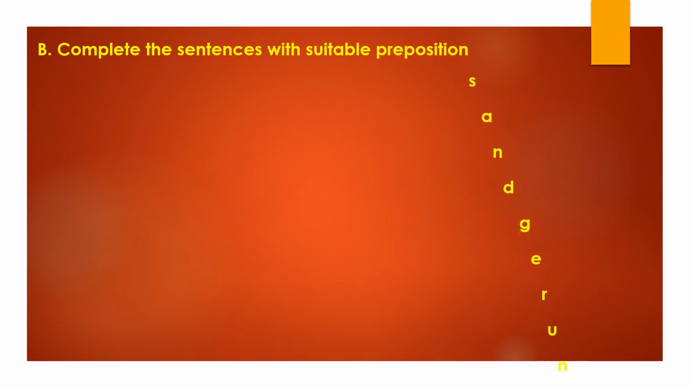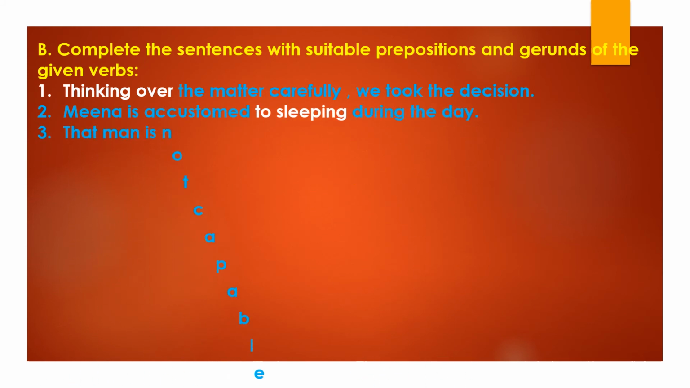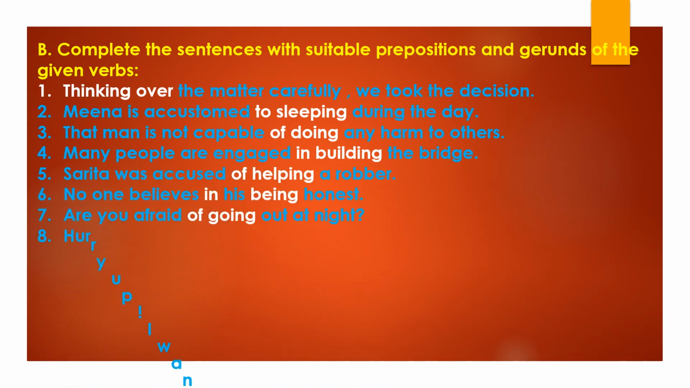Question number B. Complete the sentence with suitable prepositions and gerund of the given verb. So here you can see the first one is dash, and in the bracket it is given think. The matter very carefully we took the decision. So here think you can make it thinking, but what preposition you have to add? You have to think over it. So thinking over the matter carefully. You cannot write thinking of the matter, that is wrong. Thinking over the matter carefully we took the decision.